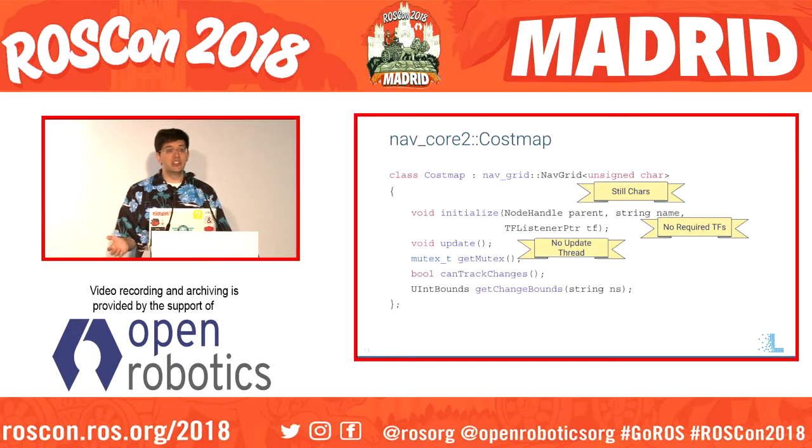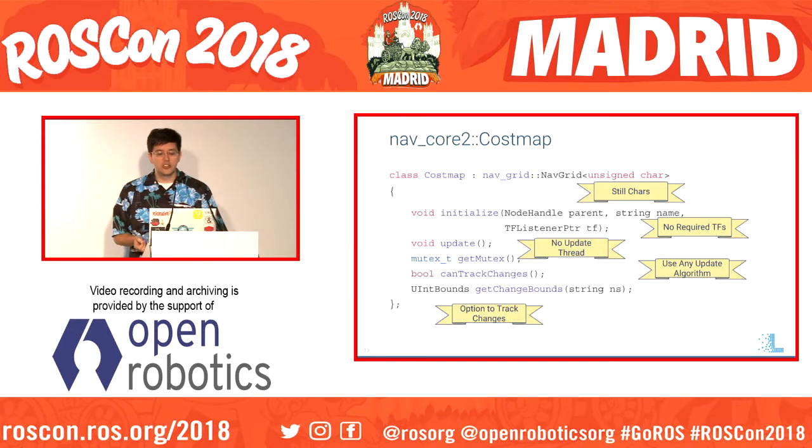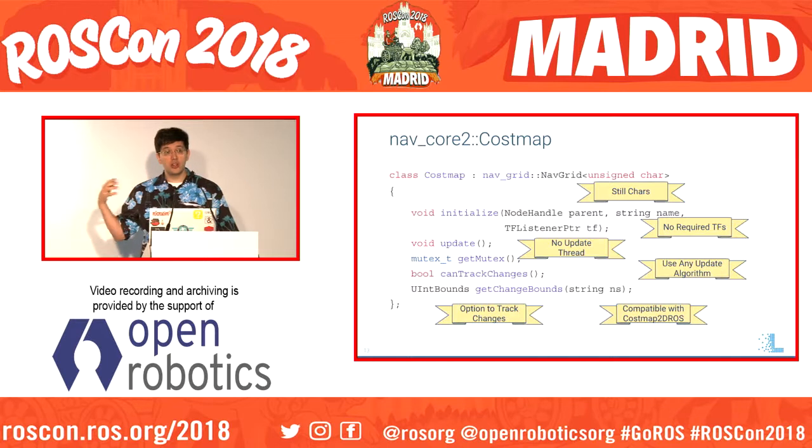There is no built-in update thread, so you can control how often the cost map updates. And you can use any update algorithm underneath, therefore not forced to use the layered cost map. And then I also added this option to track changes within the cost map so you can know how much has been updated. Furthermore, all of this is compatible with the previous version of CostMap 2D ROS so that you can still use new plugins, the voxel layer, and things like that within this interface.